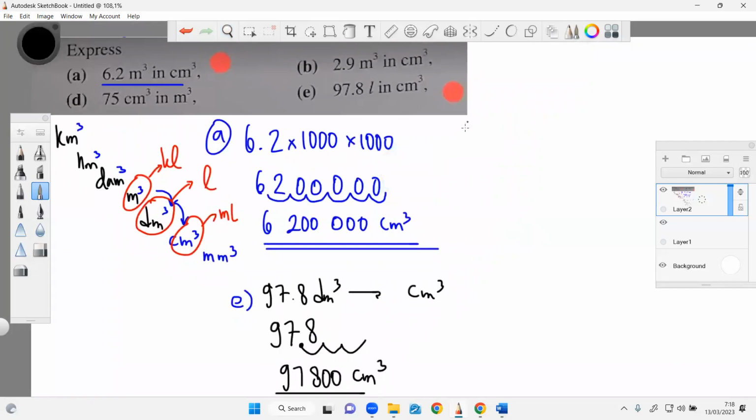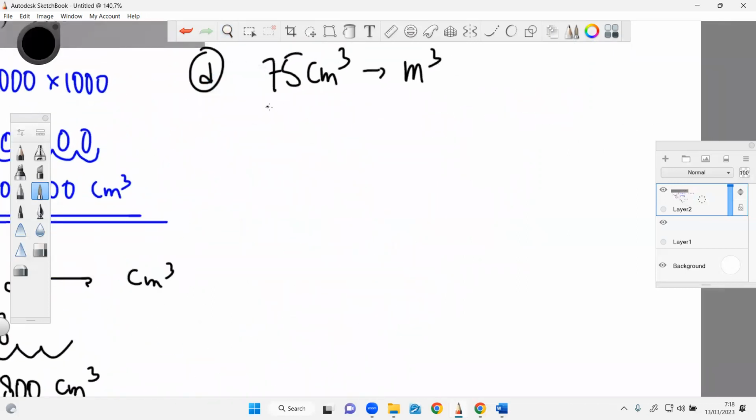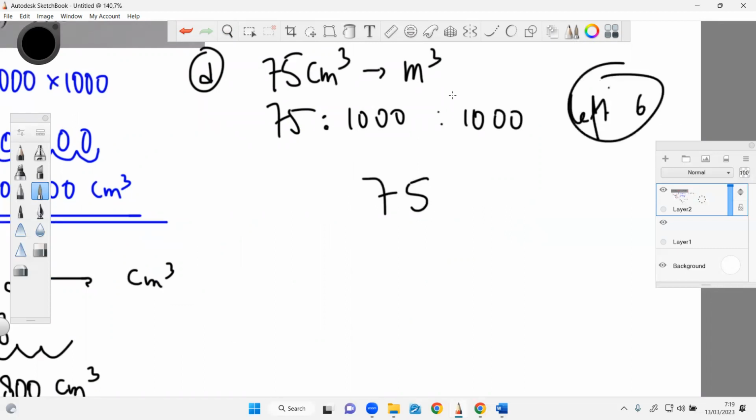Let's see D. Okay, I add one more extra so you can understand better. 75 cm cube in meter cube. So you have to go up by twice. You divide by 1 million, right? Divide by 1000 and divide a further 1000. So you put the decimal place to the left. Go left by 6, right? From here, 1, 2, 3, 4, 5, 6.